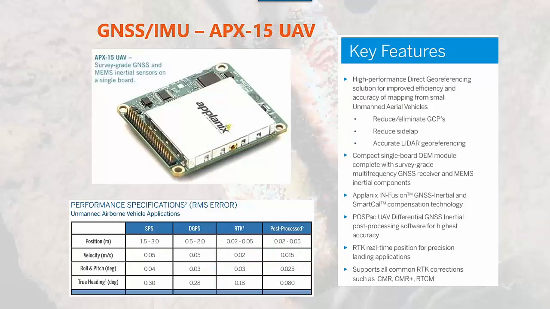The GNSS IMU unit in the AFX camera is the APX-15 UAV, so this is a survey grade GNSS IMU with high performance. We can use either the real-time navigation data or the post-processed navigation data from the unit.